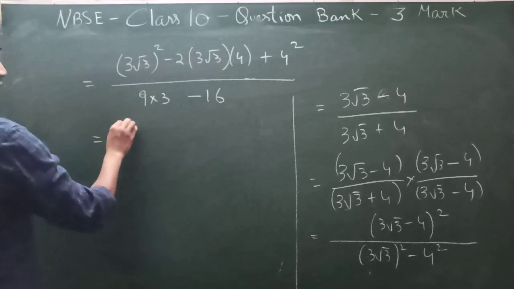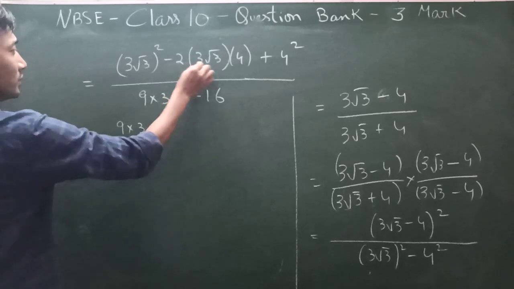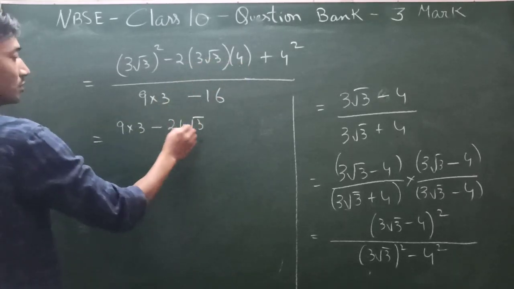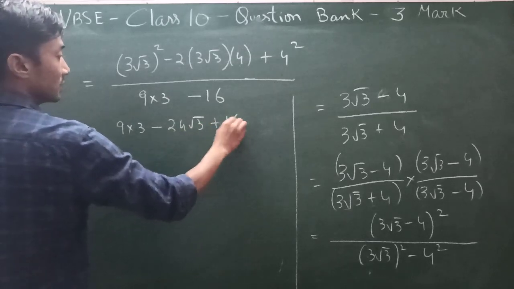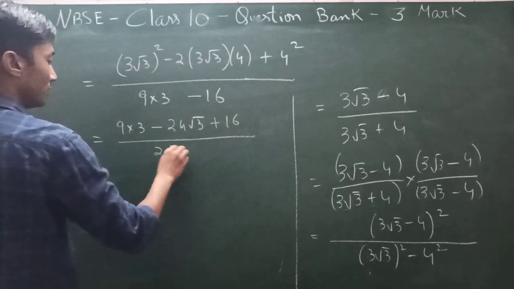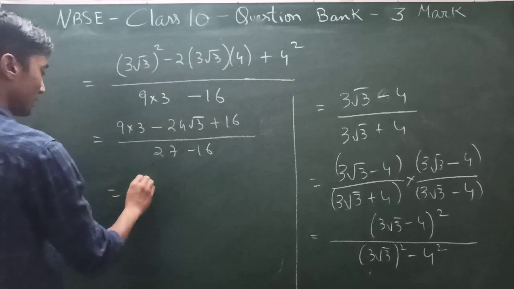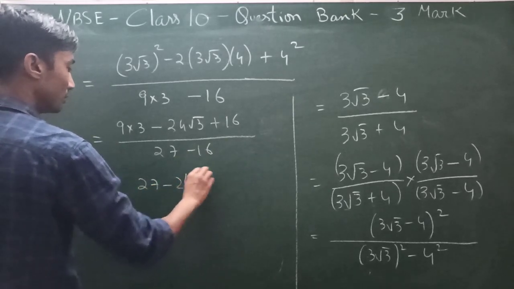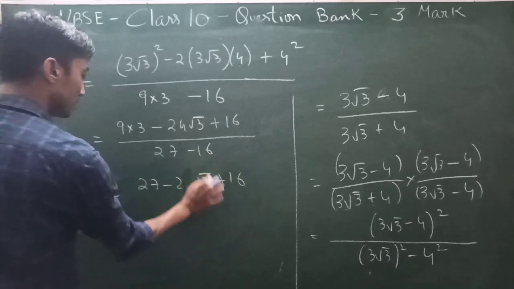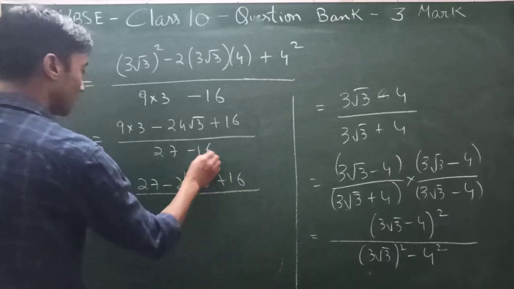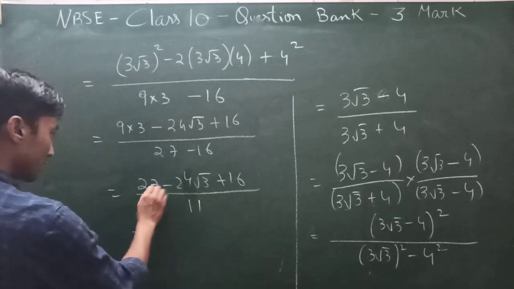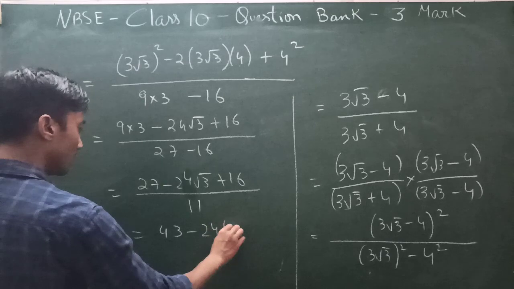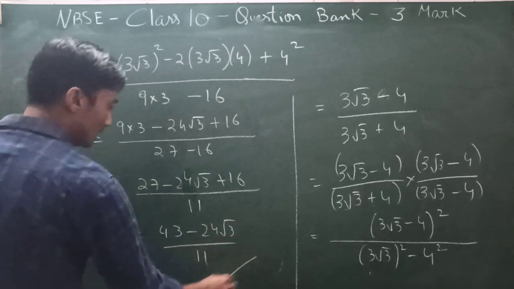So the same, 9 into 3, minus 2 3s are 6, 6 4s are 24. Root 3, I cannot multiply this with root 3, I have to leave it as it is, 16. 27 minus 16. 9 3s are again 27, minus 24 root 3, plus 16, divided by 11. So now 27 plus 16 is 43, minus 24 root 3, divided by 11.